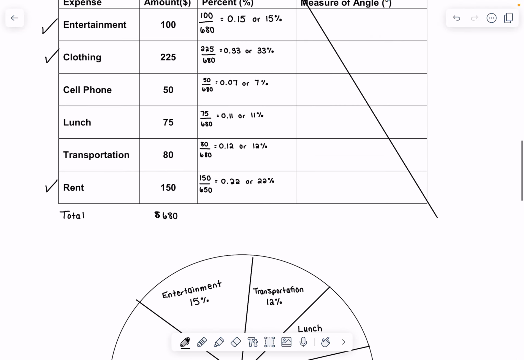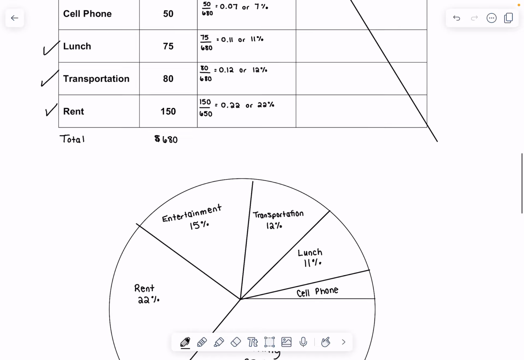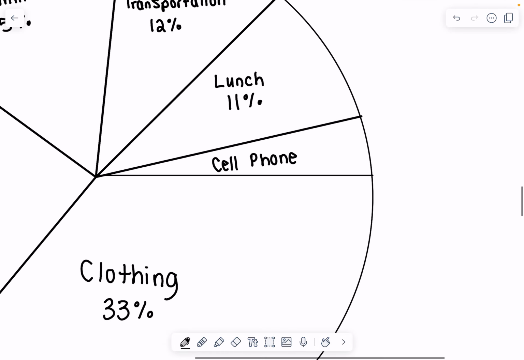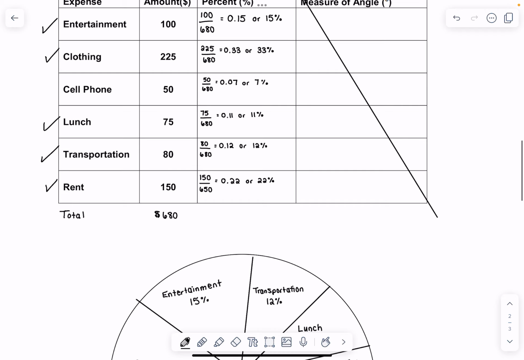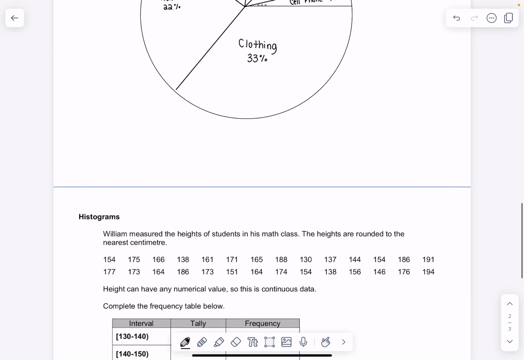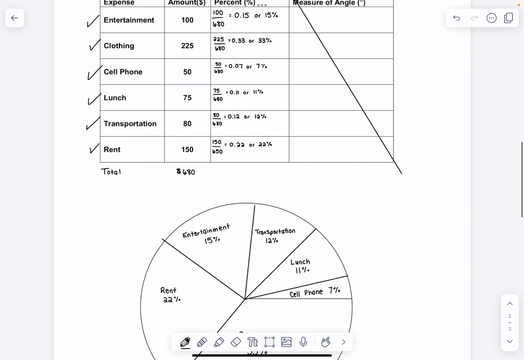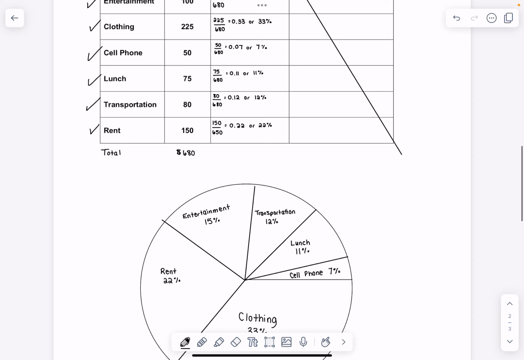Okay, the last one, of course, would be the smallest piece, and you just want to make sure visually that it works, is your cell phone. And that one is just 7%. So it should be quite a bit smaller than the other pieces. Okay. And there you go. So now you have your pie or circle chart. Don't stress too much about the measure of the angle. We're just going to focus on those two portions.